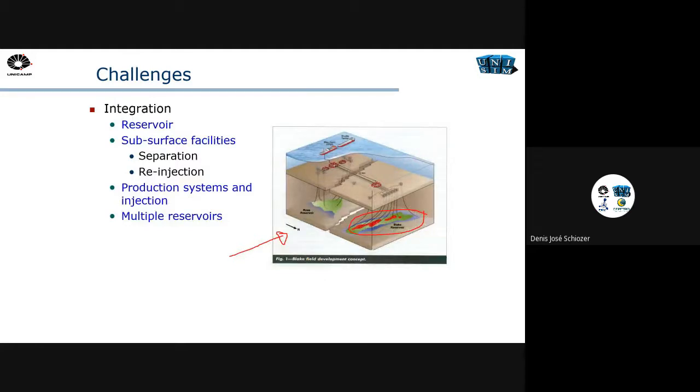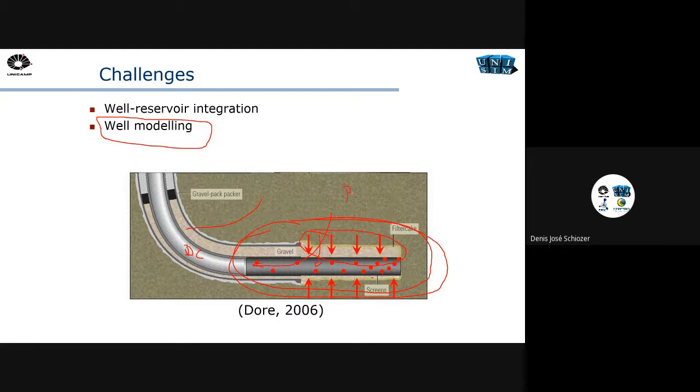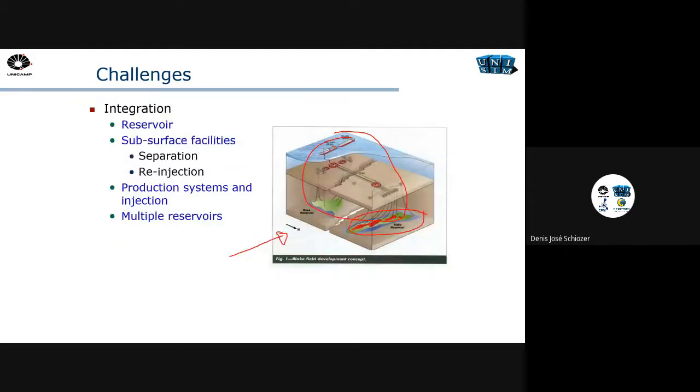If I'm modeling the facilities wrongly, or if the boundary condition is wrong, the model of the reservoir can be very good, the model of the well can be very good, but the boundary conditions are wrong. So I'm going to, again, produce the wrong amount of fluid. So it's very important to have a good representation of these production facilities in order to have good boundary conditions.